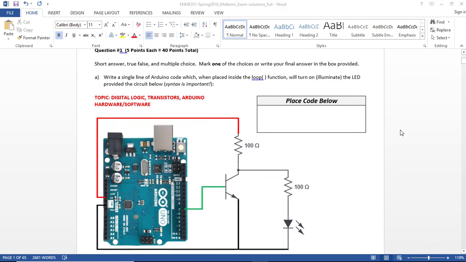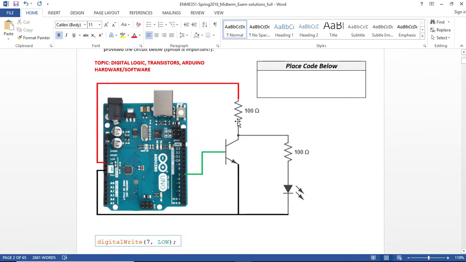So question 1 has an Arduino Uno, an NPN transistor, 2 resistors, and an LED. And the question is, based on how this circuit is wired, which single line of code, if placed in the loop function, will either turn on the LED or turn off the LED? So to turn on the LED, we need basically no current flowing through this branch, right?